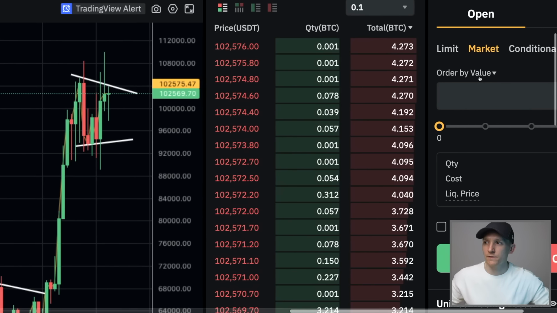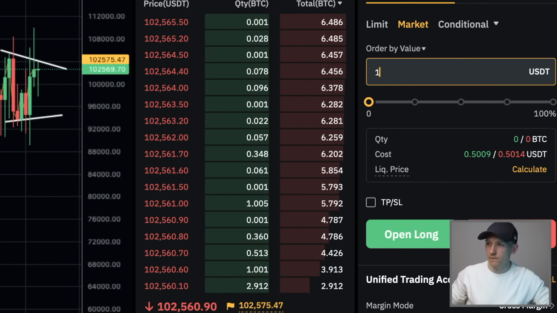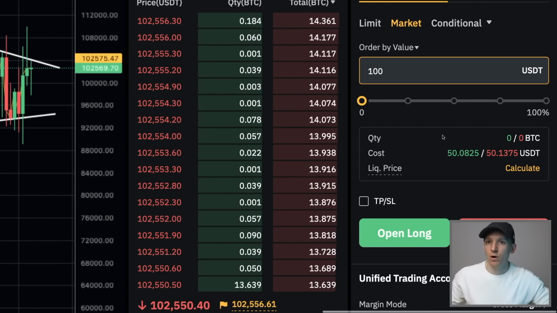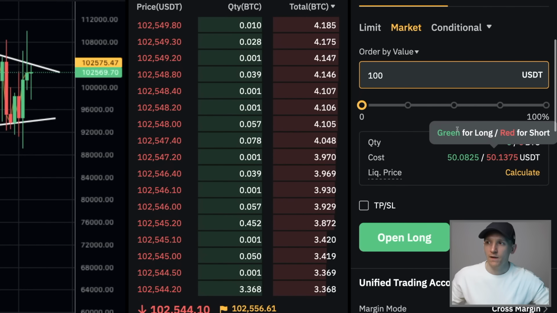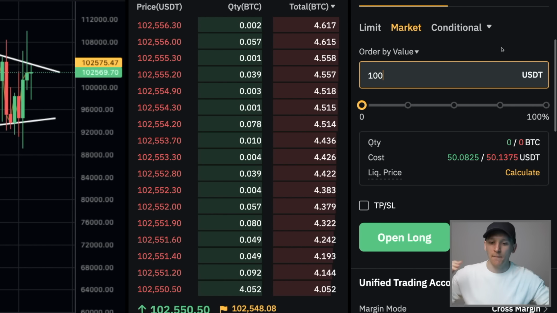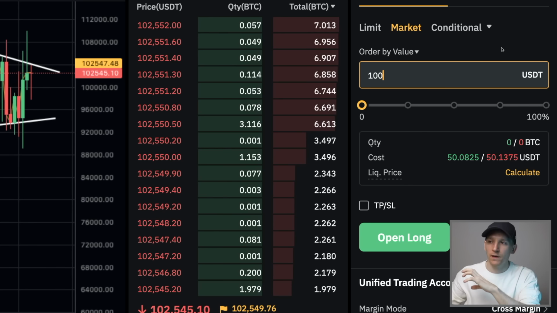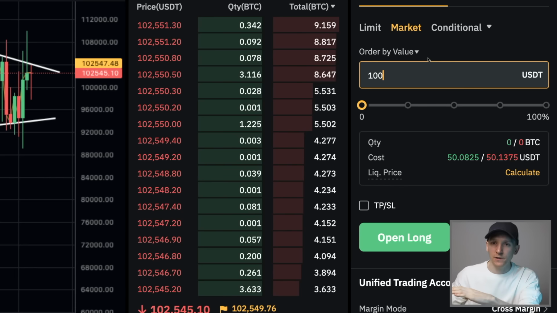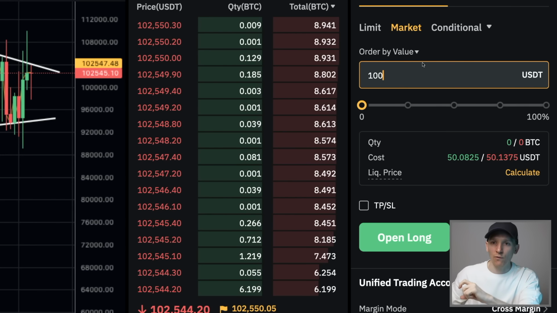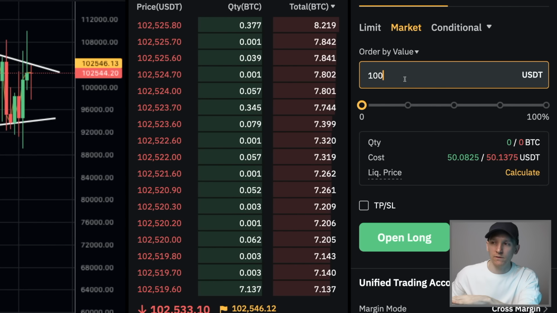So let's just put an order value in of $100. What we can see here is that the cost to me is $50. That's how leverage works. Leverage is the amount on top of the money that you tie up in the position that you can trade. So if I'm trading $100 with 2x leverage, that means that the cost to me of what I have to tie up in the position is 50. 50 times 2, 2x leverage on my cost is $100.